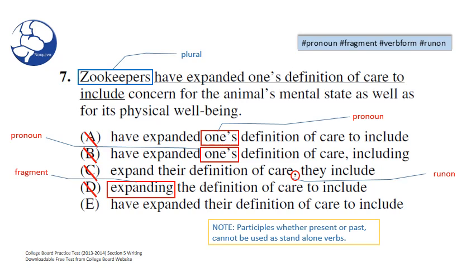And in choice D, we have a fragment. Remember, participles, whether present or past, cannot be used as standalone verbs. So here, we do not have a verb in choice D, so we have a fragment, which leaves us with choice E. Let's put that back into the original sentence, and let's read it again. Zookeepers have expanded their definition of care to include concern for the animal's mental state as well as for its physical well-being. Sounds good to me. What do you think?